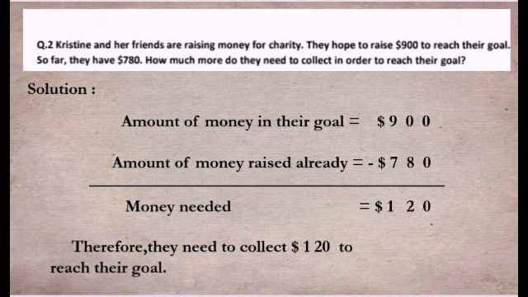How much more? This "much more" indicates that we have to do the subtraction. So here you need to subtract. The amount of money in their goal is $900, and the amount of money raised already is $780. So you have to subtract it. Money needed, we can write, money needed equals $120. So therefore they need to collect $120 to reach their goal.